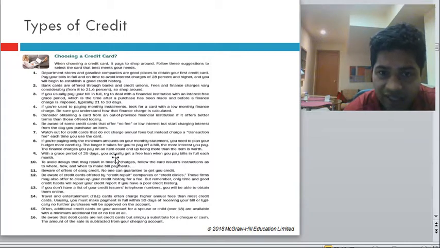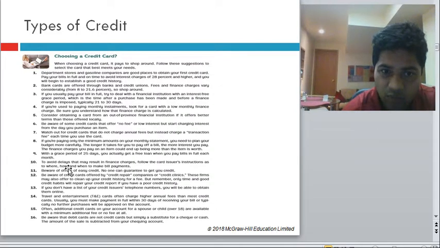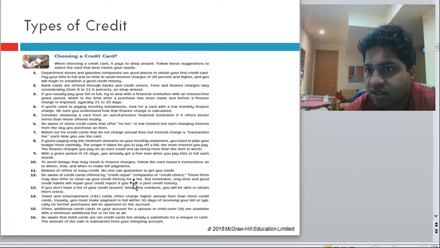With a grace period of 25 days, you actually get a free loan for 25 days, so use it to the maximum. To avoid delays that may result in finance charges, follow the credit issuer's restrictions. Beware of offers of easy credit. No one can guarantee to get you credit. Beware of credit cards offered by credit repair companies and credit clinics. These firms may offer to clean up your credit history, but no one can, there is no free lunch. If you have a bad credit history, it will take time to repair it. No one can do some magic trick to repair it right away.